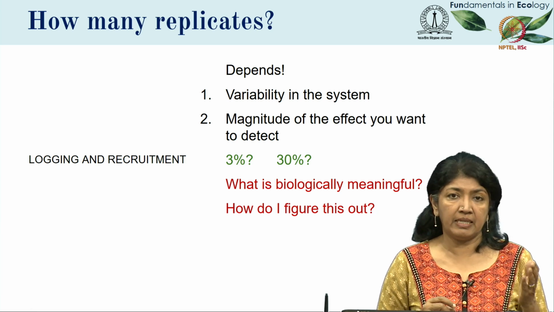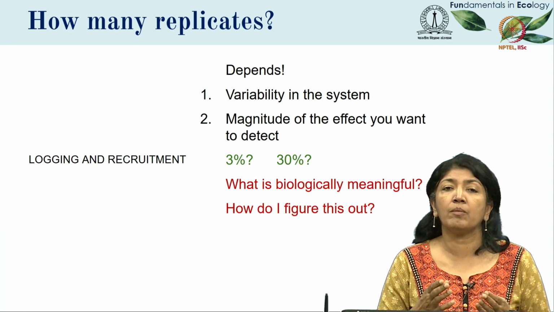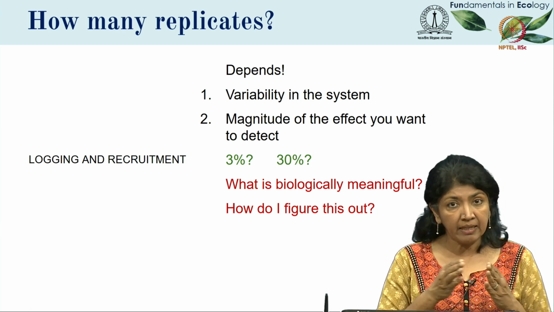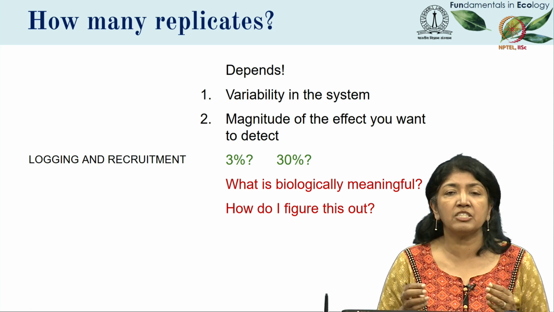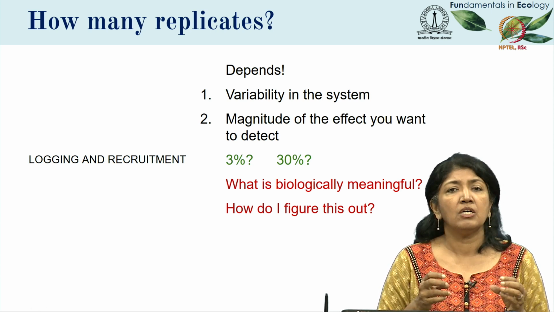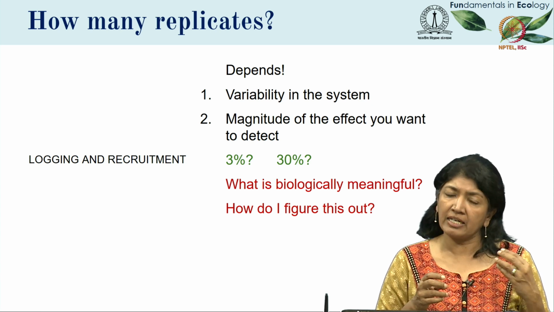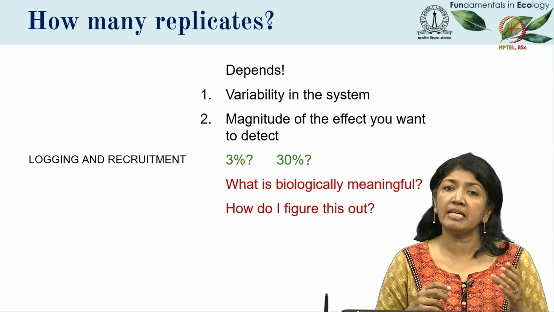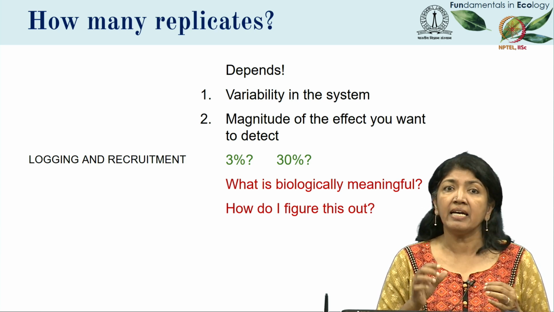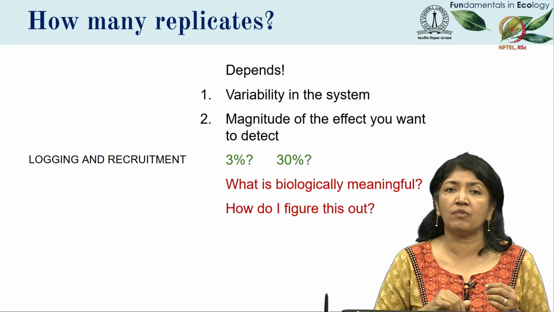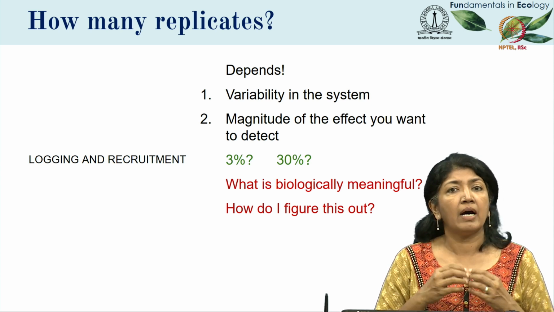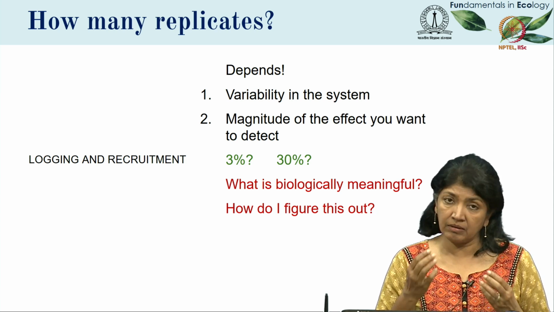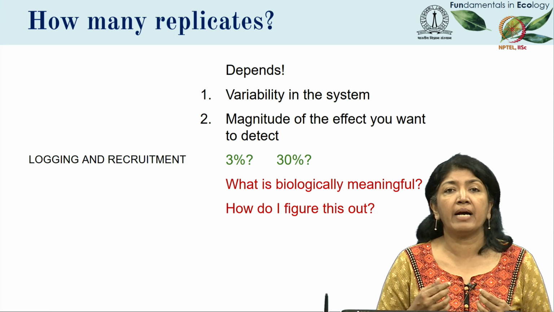So, for example, in this example of recruitment of a bird species, we know that in the lifespan of many bird species, mortality is highest in the juvenile stages. So, a large proportion of juveniles actually die, and adult mortality rate is usually much lower. So, if mortality rate of juveniles is high, then a small increase because of logging, an increase of 2 or 3% may not matter biologically. On the other hand, 30% is likely to make a big impact on the population.